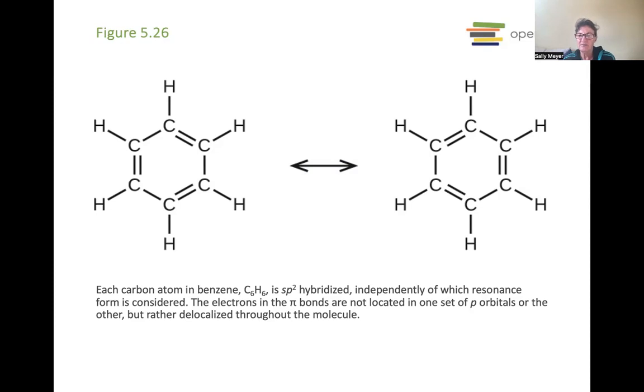So the electrons in the pi bonds are not located in one set of p orbitals, which makes sense if you think that those bonds are essentially blended. So really, if you think about it, you have the carbons all bonded in a plane with their sp2 hybrid orbitals. And then each carbon has a p orbital with one electron in it. So they're all overlapping in that ring to form a big orbital where the electrons can move around the ring. So they're delocalized. They're not held between two carbon atoms.